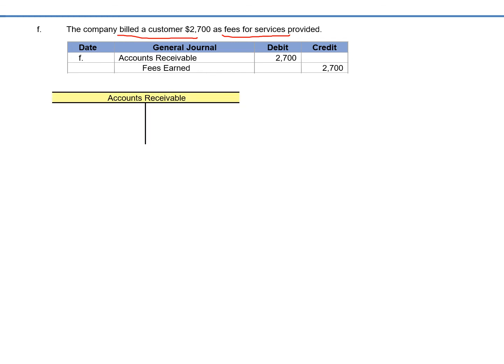And we post our transactions to our general ledger or our T accounts. So we post our debits to the left side. And then for our fees earned, we post our credits to the right side.